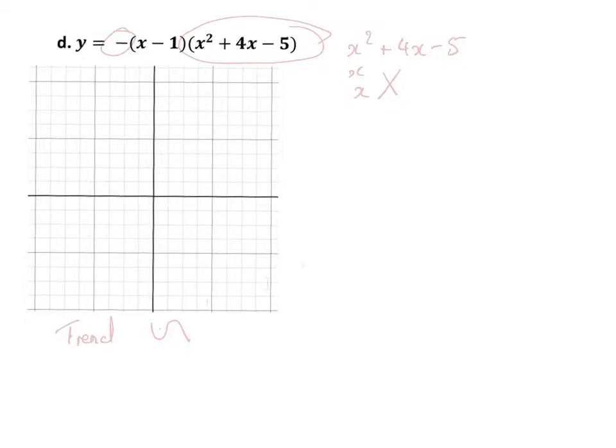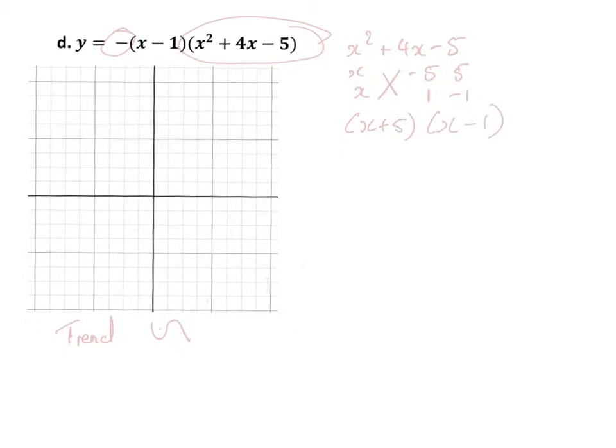Factors of negative 5, which give you 4. So negative 5 times 1 would be a negative 4. So what about 5 and negative 1? 5 times negative 1 is negative 5, and 5 minus 1 is 4. So our factors there are x plus 5, x minus 1.